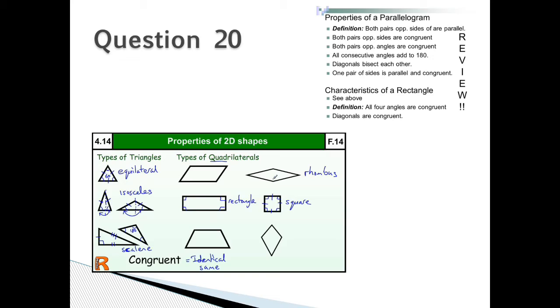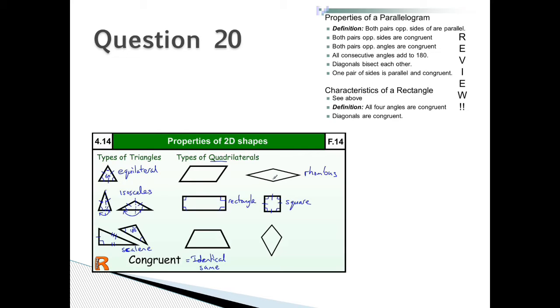So the types of triangles that you would get would be an equilateral triangle where all sides and angles are equal, and the equal angles are 60 degrees. Then you'll have an isosceles triangle. An isosceles triangle has two sides that are the same, which means the two angles are the same. And a scalene has all three sides that are different.